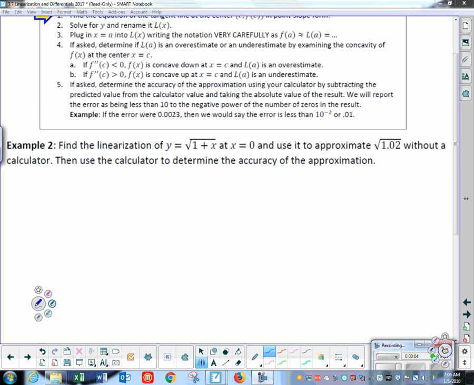Looking at 3.7, this is the linearization section, and going into example number 2. This one says find the linearization of y equals the square root of 1 plus x at x equals 0 and use it to approximate the square root of 1.02 without a calculator. Then use the calculator, we can determine the accuracy of our approximation.